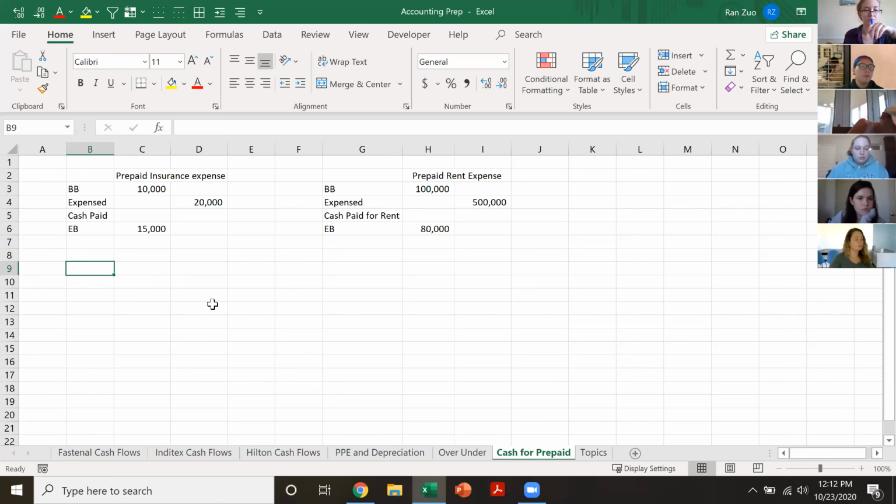Let's just say prepaid insurance expense, right? That's a prepaid, what is that? Asset, liability, or equity? Prepaid expenses. It's an asset. Very good. You paid for something, and you're going to get benefit from it later. So your prepaid insurance expense account, beginning balance was 10,000. The ending balance was 15,000. And during the year, you had insurance expense of 20,000.